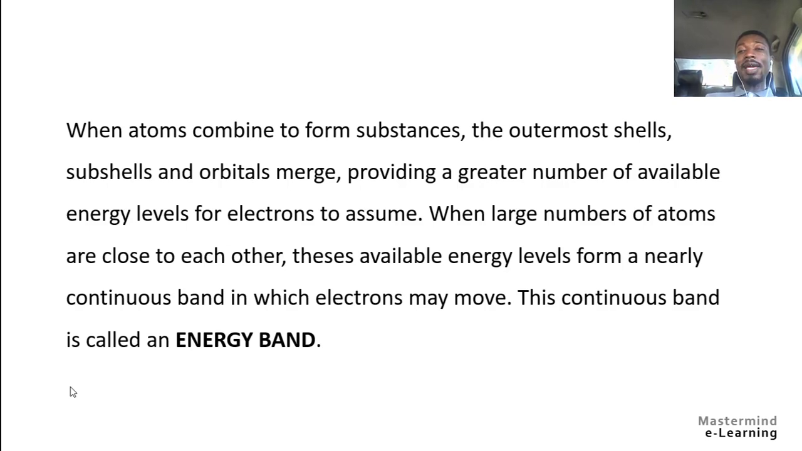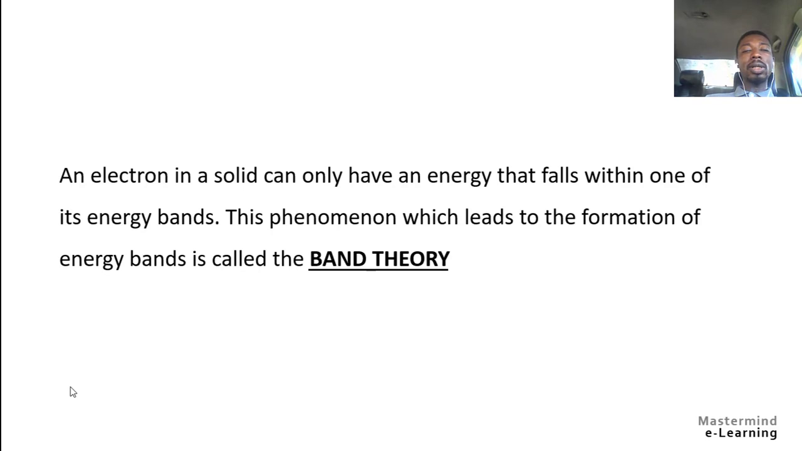They merge together, providing a greater number of available energy levels for the electrons to inhabit. When large numbers of atoms are close to each other, these available energy levels form a nearly continuous band in which the electrons can move, and this is what we call the energy band. An electron in a solid can only have an energy that falls within one of these energy bands.